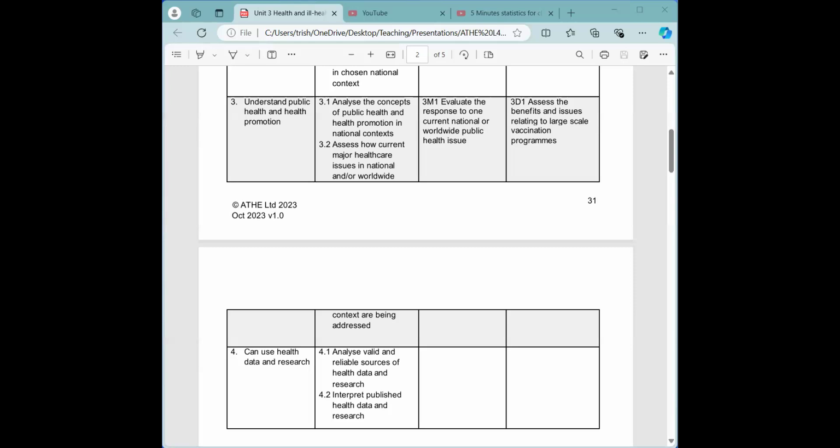Hi, good morning, everybody. Today, for learning objective 4 in the health and ill health module, we're going to be looking at things to do with research.